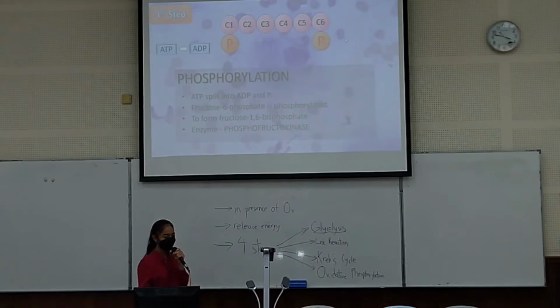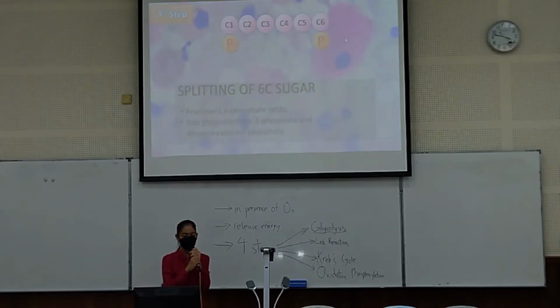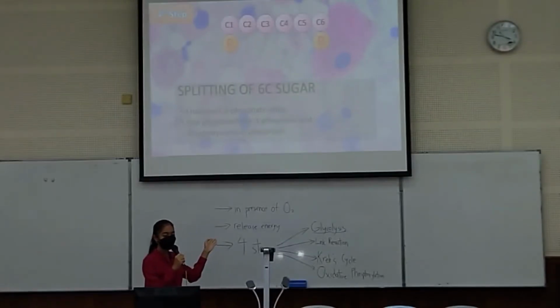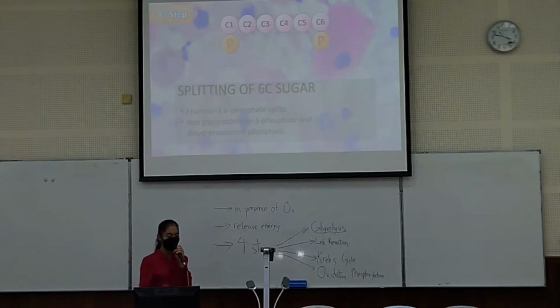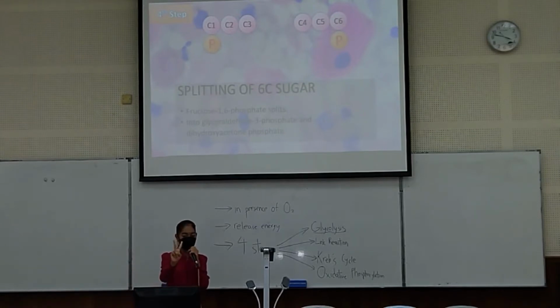Okay, now we are moving to the fourth step. This process is called splitting of 6-carbon sugar. As the name implies, we are going to split the 6-carbon sugar. How are we going to do that? If you see on the screen, we have the fructose 1,6-bisphosphate. This structure is going to split now. Let's see how it splits. Ta-da! So now we have two structures there.